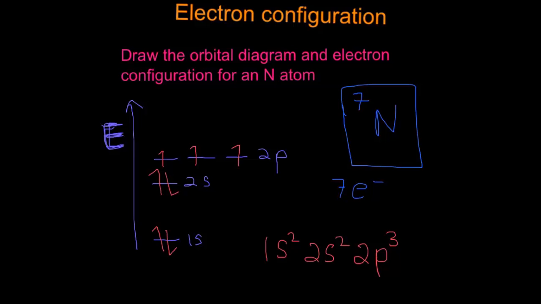Alright, so it's really important that you understand that this is our orbital diagram for our electrons for nitrogen, and this is our electron configuration. So you really need to be able to draw both of these properly for this class.